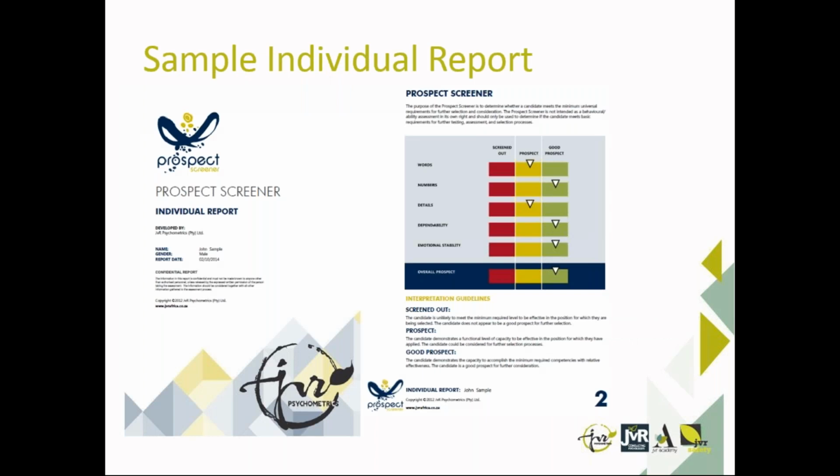So a sample individual report, it's a very short report. As you can see, on the left-hand side is your cover page of the report, and on page 2 are the results of that individual. If you look at the right picture, on the left-hand side, you will see the names of each of the scales, so words, numbers, details, dependability, and emotional stability. You'll also see overall prospect. On top, you will see red for screened out, yellow for prospect, and green for good prospect.